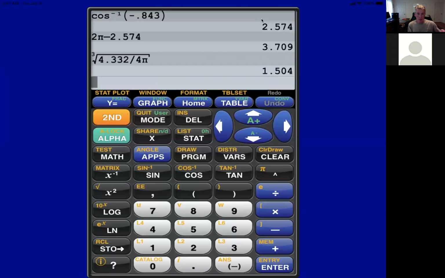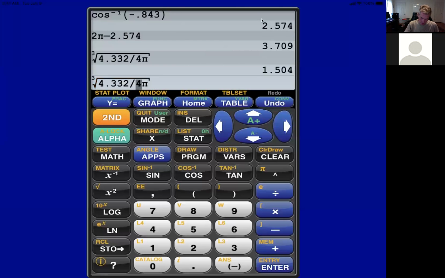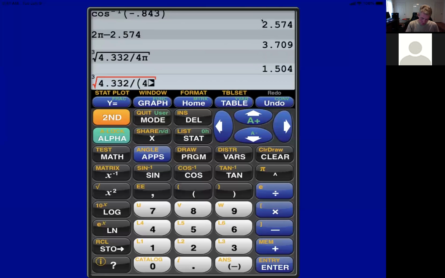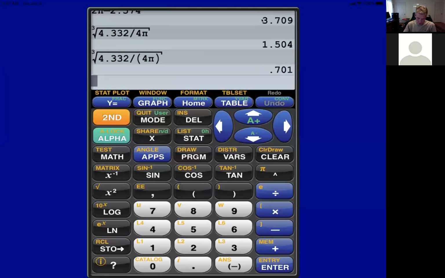Daisy, you know why I got the answer wrong? The hint is I didn't type it in right on the calculator. Oh, is it because of 4 pi in the cube root? Well, it's supposed to be in the cube root, but because I didn't put the 4 pi in parentheses, the calculator thinks you're only dividing by 4. So right here, I should have put parentheses around 4 pi. There we go. And then that should be the 0.701. Yay, it worked, 0.701.